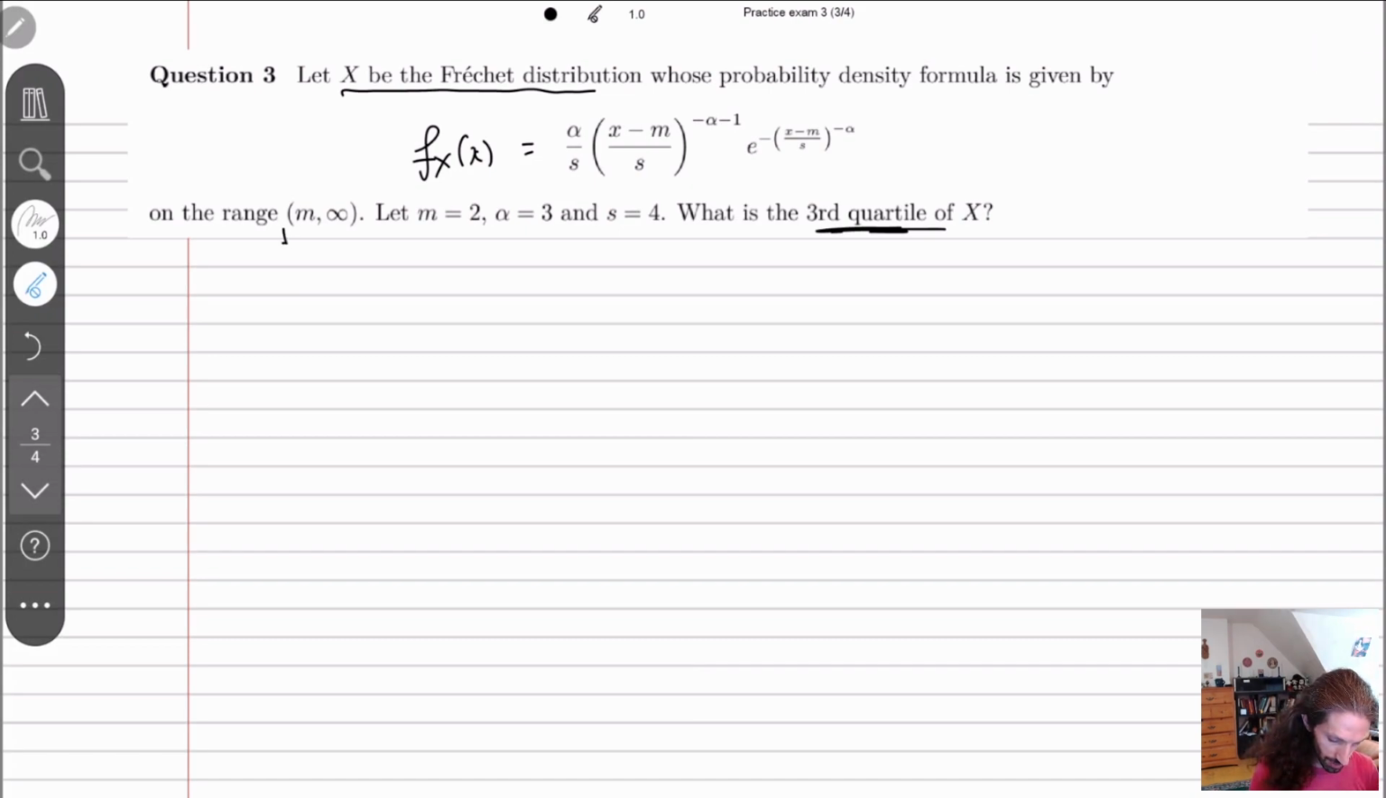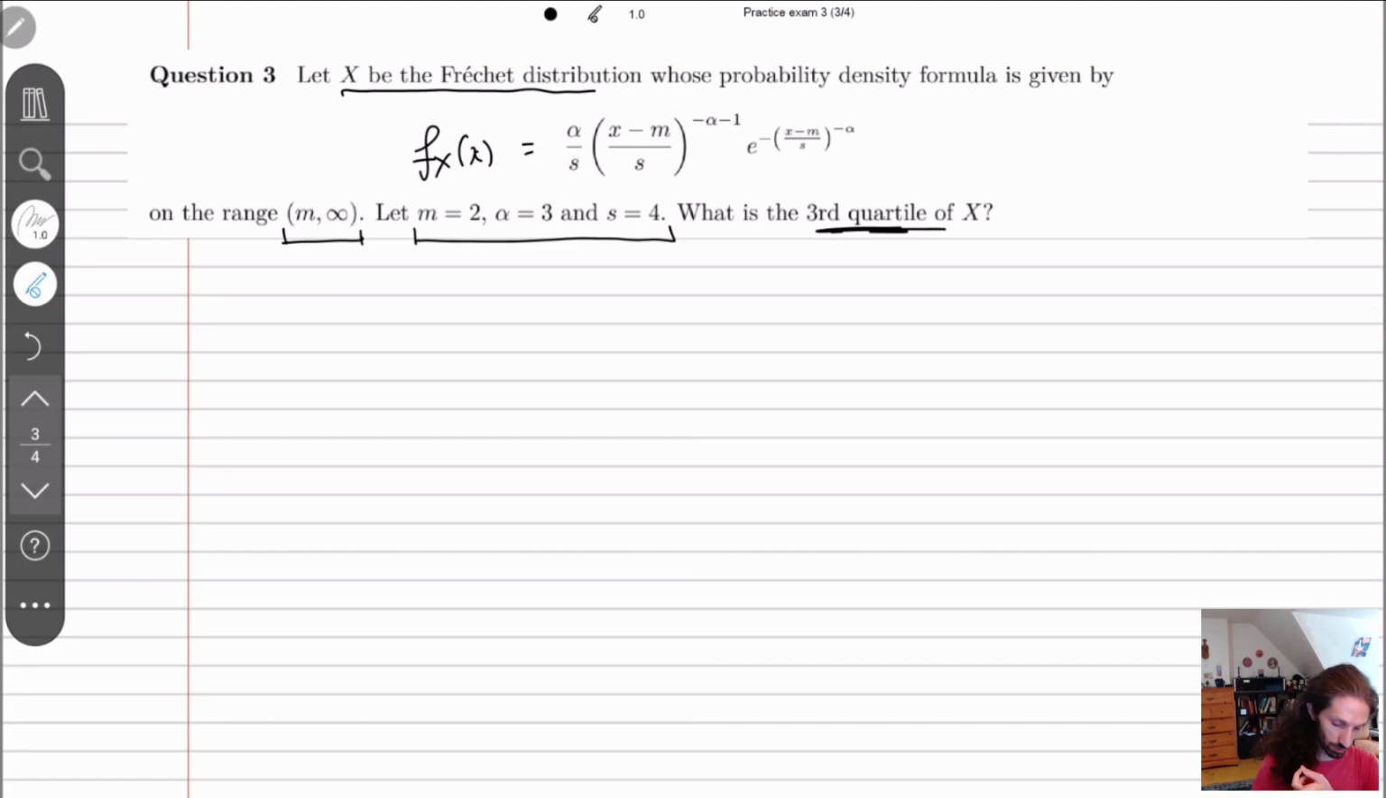And here the range is kind of weird. My range is from m to infinity, so it's not the standard range. It starts at whatever this m is, and it goes to infinity. And here I'm basically telling you our numbers: m is 2, alpha is 3, and s is 4. And the question is, what is the third quartile of x?